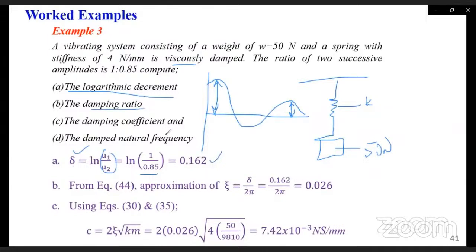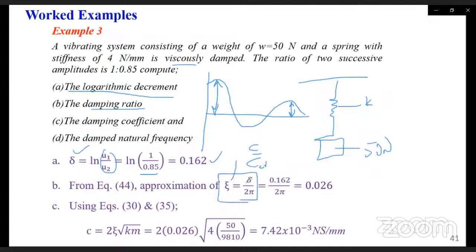Now you look at what is given. That's why I'm saying you have to look at the two. If you have different relations, because we express this xi in different ways. We talked of it being C over C critical. But here we are not given damping coefficients. So that's why we had to express it in another form, so that in scenarios like this, you can choose the appropriate expression.